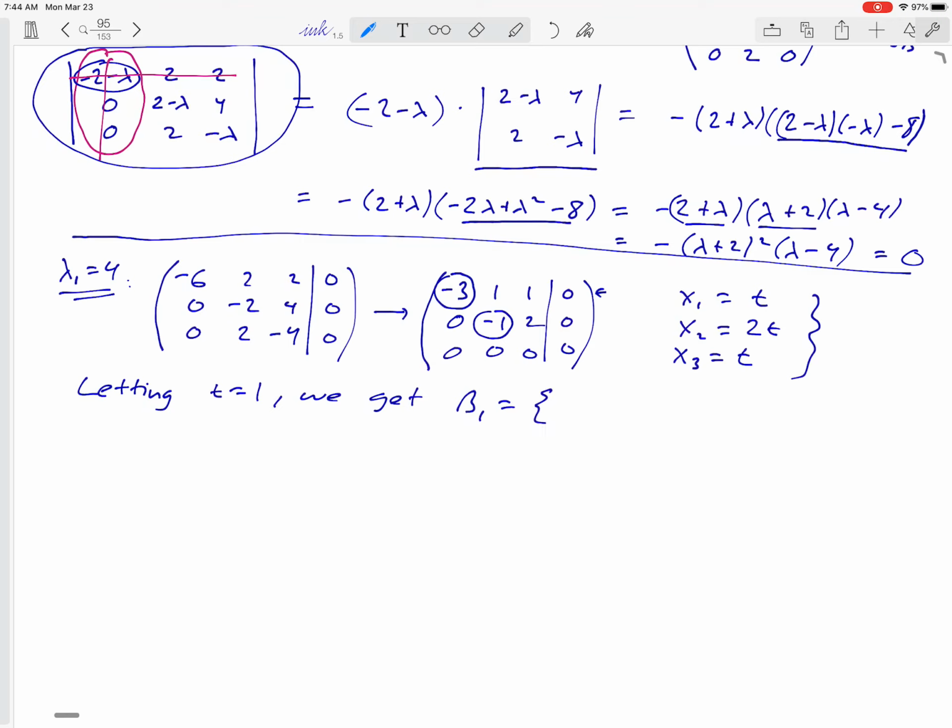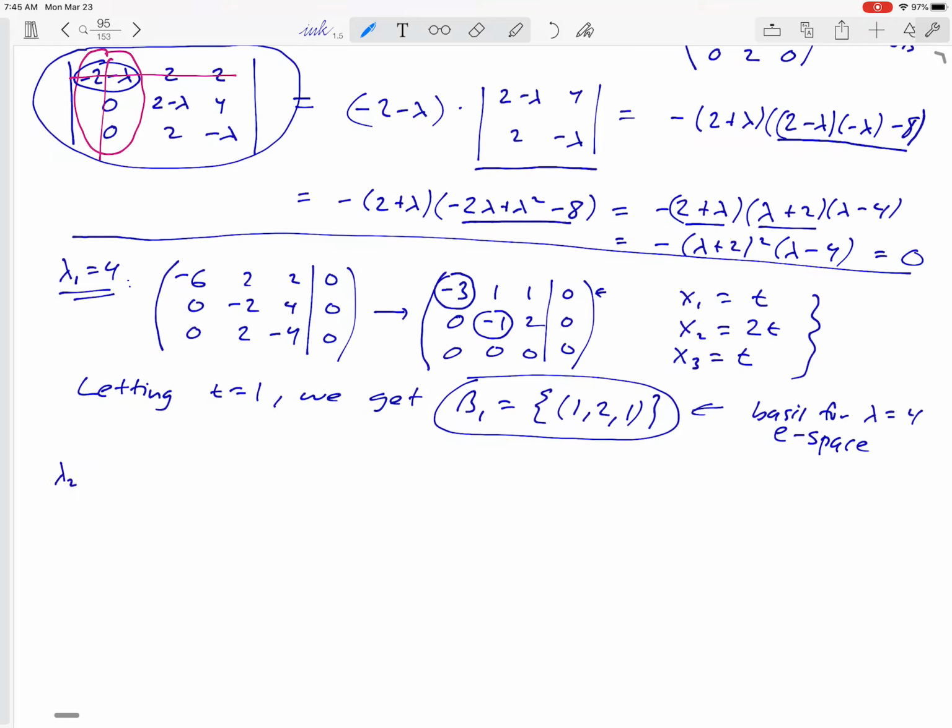Okay, or in terms of a basis for the eigenspace, we could write that as beta 1 is just the single vector 1, 2, 1. Okay, that forms a nice basis for our eigenspace, which is part of our answer. All right, so in words, that would be the basis for the lambda equals 4 eigenspace. We'll use that terminology.